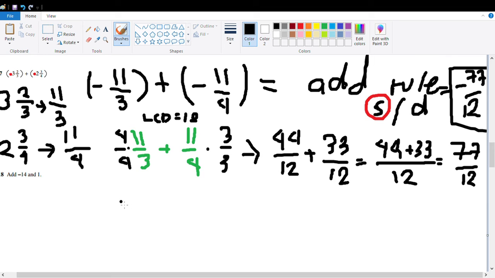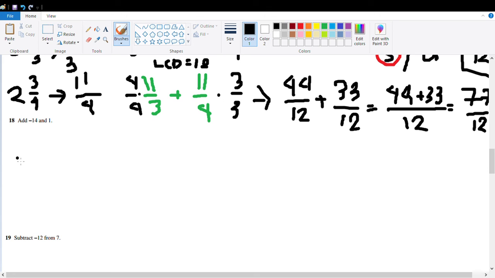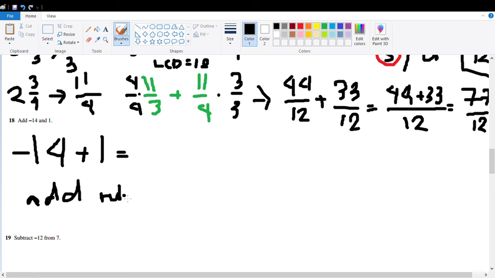Now let's move on to the last three questions. We're just simply going to translate it. Negative 14 plus 1. In this case, we're just going to copy the order. Negative 14 plus 1. And then we're going to do what? Addition rule. Same or different? Different. So we're going to subtract 14 and 1.